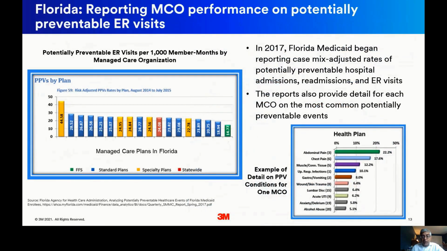And here's the example of the reporting initiative for the managed care plans around potentially preventable emergency room visits. And you can appreciate the ranges of issues that are under consideration, as well as how they're displaying that information to the public and to the plans.